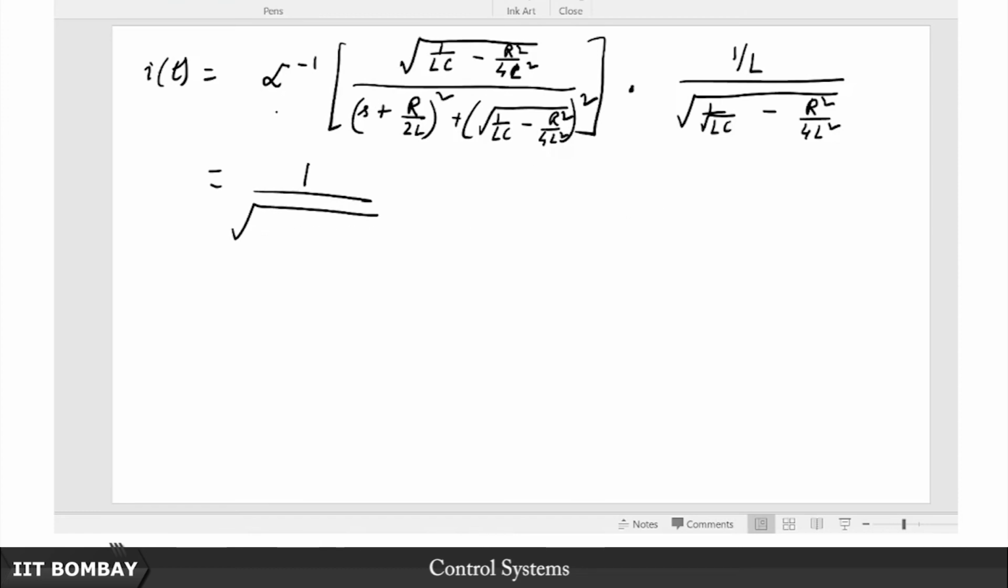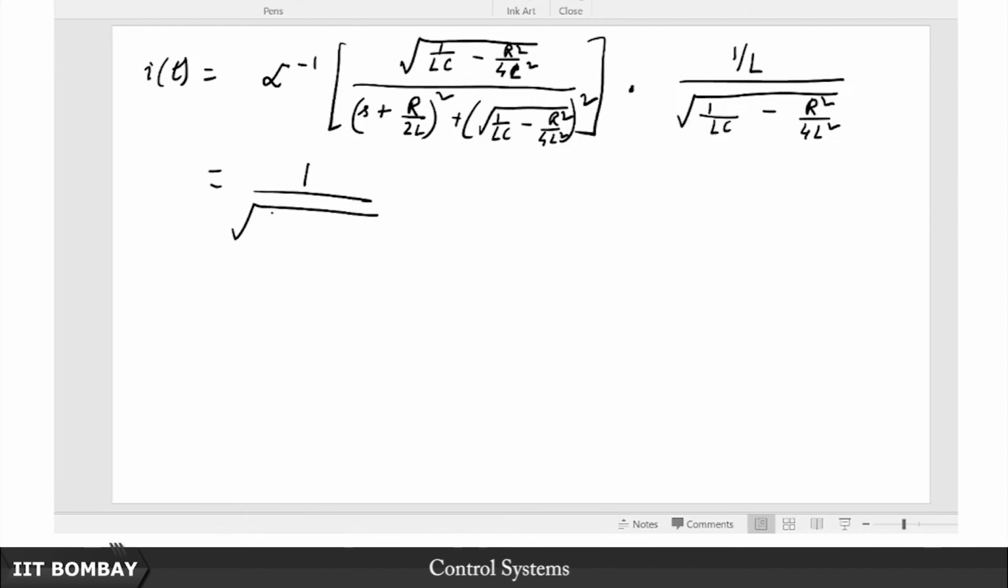Okay, maybe I have made a mistake here. It should not be this square root sign here. Yeah, the square root sign should not be here. It should be just 1 by LC, like here, right. So we push in this L here, so you get L squared here.